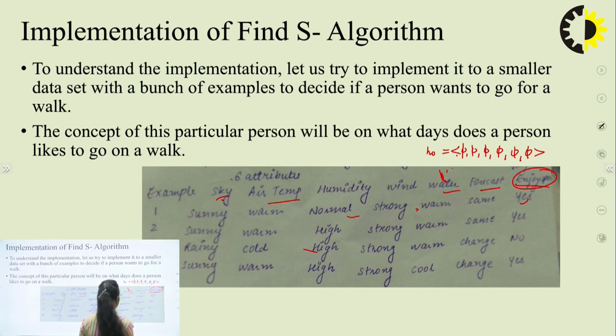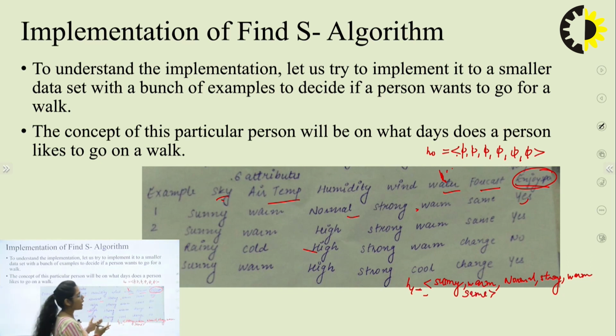So now the second hypothesis, H1, equals sunny, warm, normal, strong, warm, and same. This is our first hypothesis. Because this is positive, we will consider it.